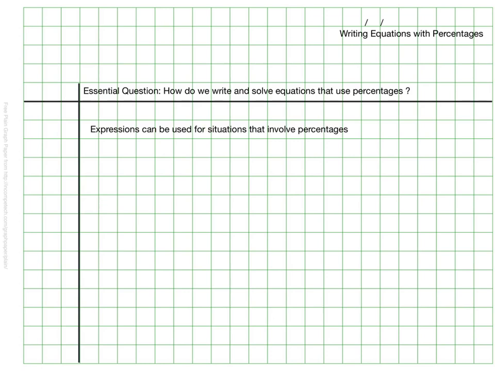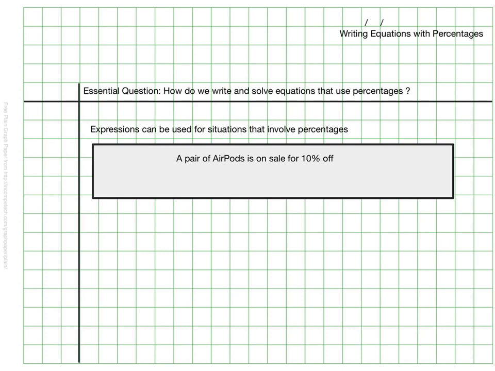We have already looked at examples where we have written expressions that represent situations that involve percentages. For example, if we know that a pair of AirPods is on sale for 10% off, we could say A is the price of the AirPods minus 10% of A, right? We can write that as an expression. Or we can combine those terms, and we could say this was 1A minus our 10%. That means we're paying 90% of the price of the AirPods, right? That's nothing new. We've worked with that a little bit in class. That's just writing an expression that represents the situation.